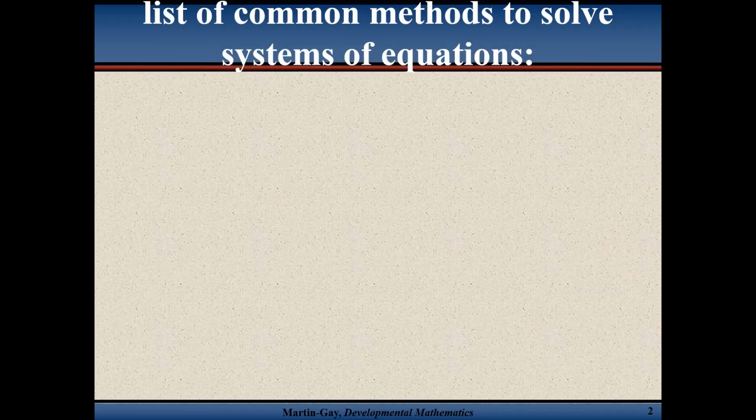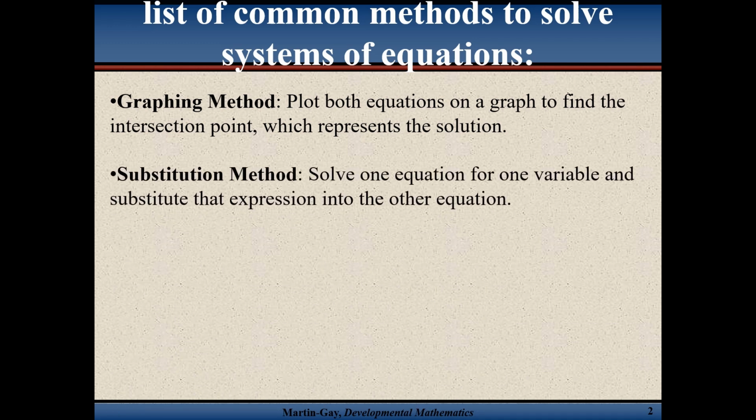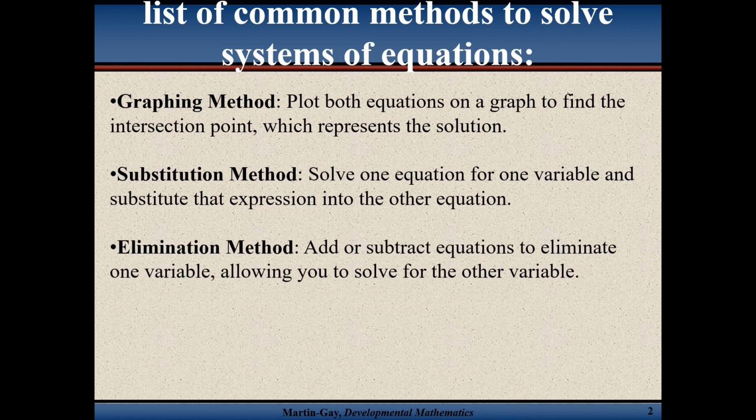Of common methods to solve a system of equations or simultaneous equations, you have the graphing method. Plot both equations on the graph to find the intersection point, which represents the solution. You have the substitution method. Solve one equation for one variable and substitute that expression into the other equation.